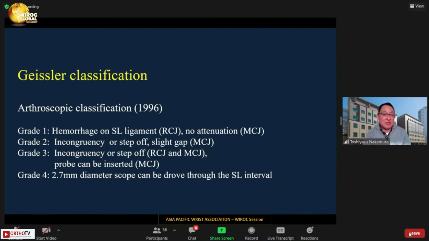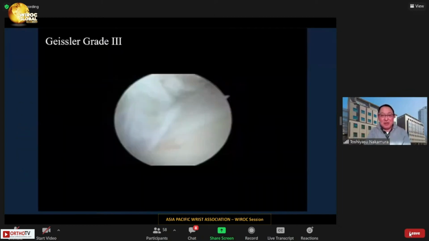We actually use the Geissler classification, Geissler 1 to 4. Normally this reconstruction is indicated for some Geissler 3, but most cases are Geissler 4. A 2.7 millimeter diameter scope can be driven through the SL interval, but I normally use a 1.9 scope, so it is quite questionable to use the Geissler classification at this moment.